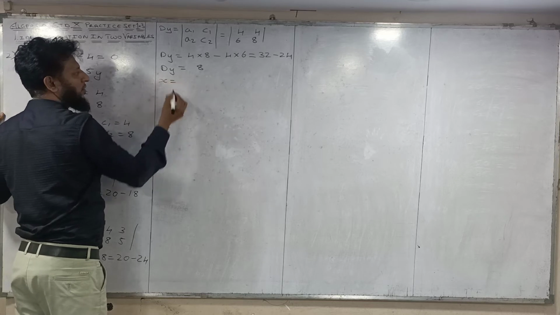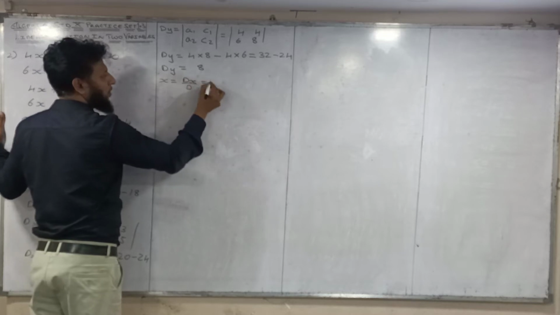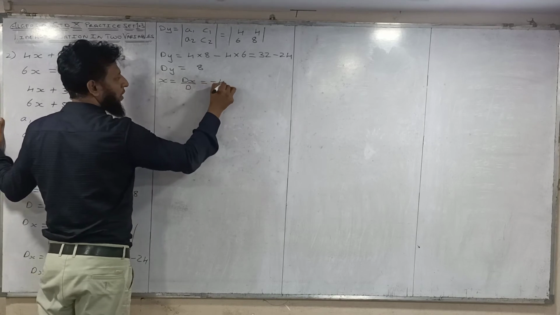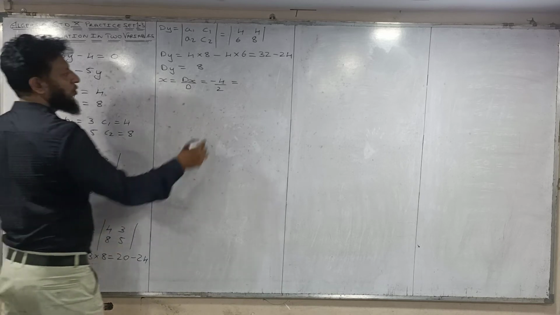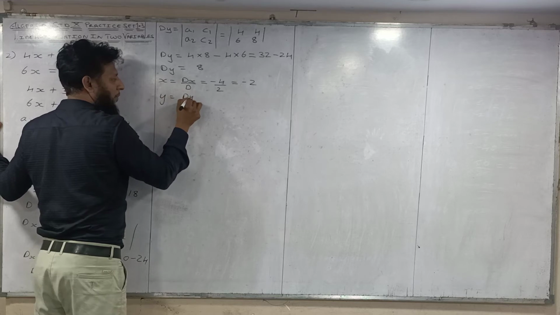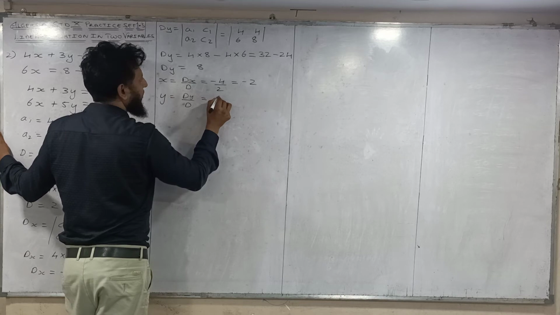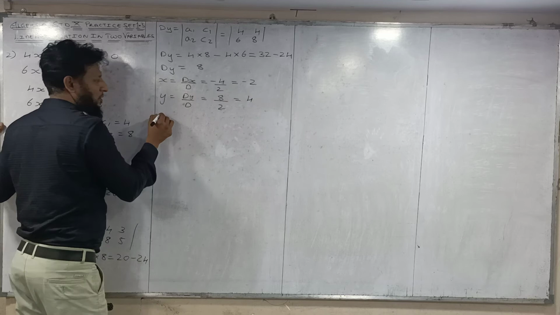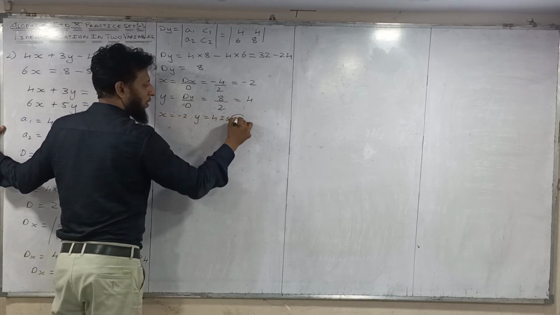Now you have to find out the value of x. So x is equal to dx upon d. The value of dx is minus 4 and the value of d is 2. 2 1s are 2, 2 2s are 4, minus 2. y is equal to dy upon d, that is 8 upon 2, 2 4s are 8. So here x is equal to minus 2, y is equal to 4 is the solution.